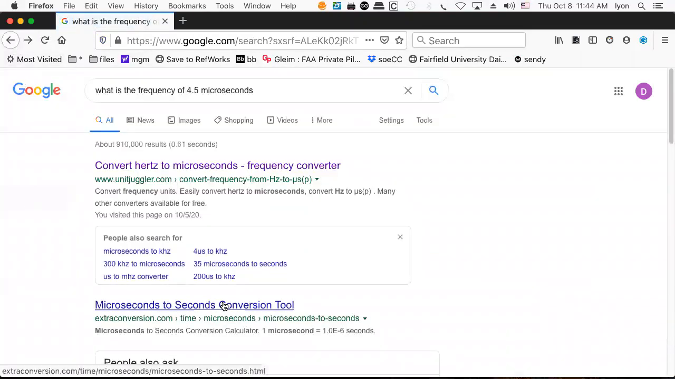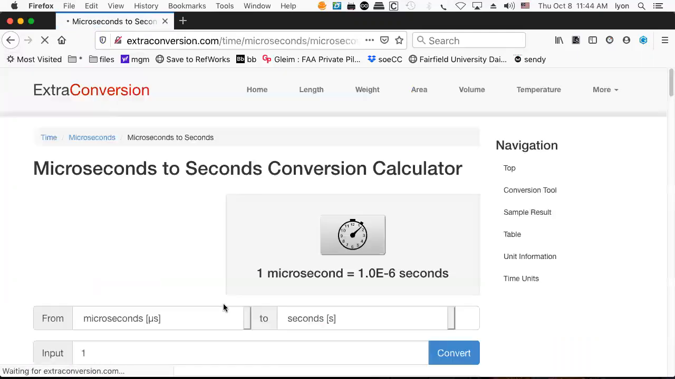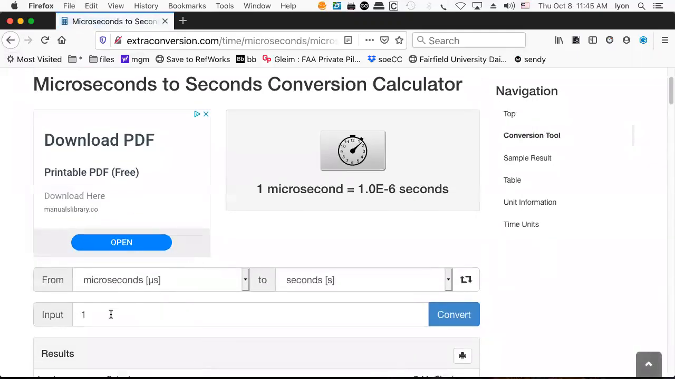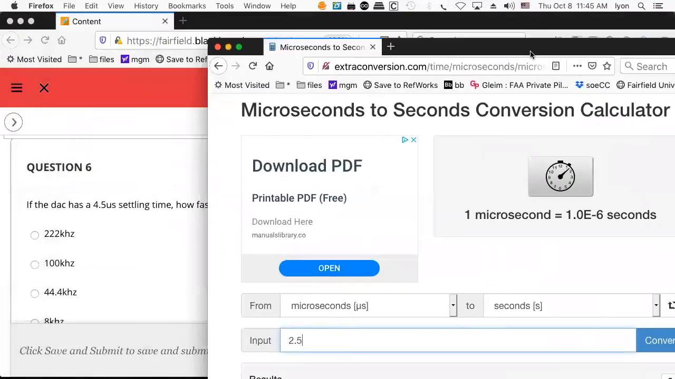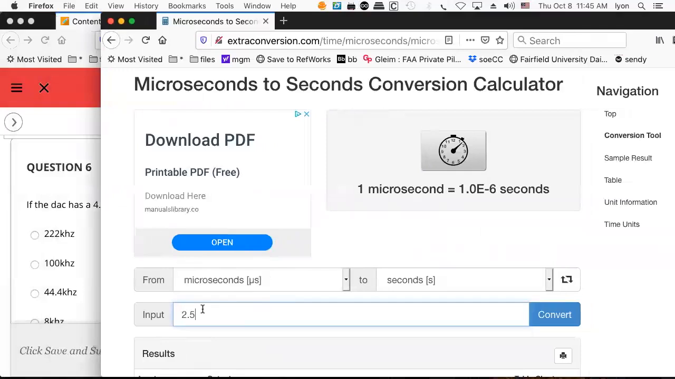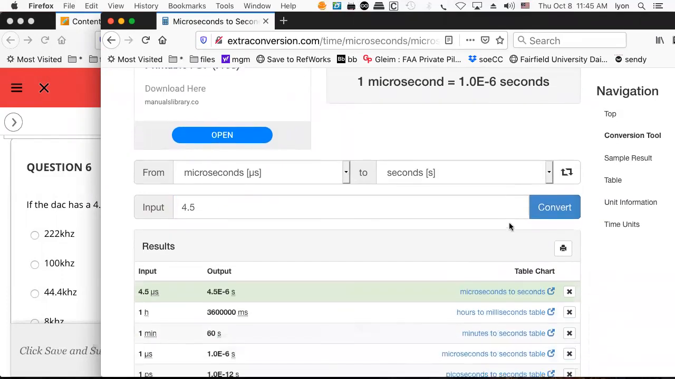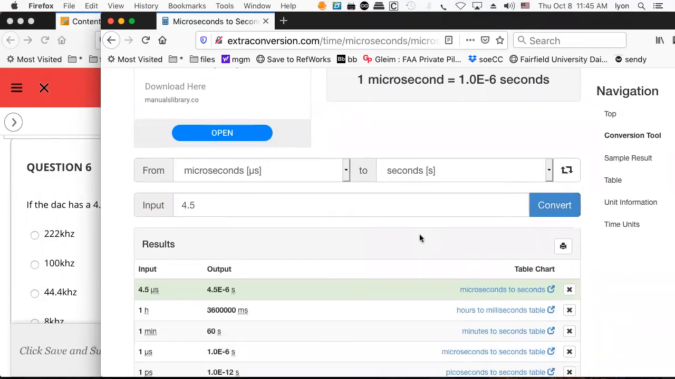Microseconds to seconds, is that how that works? So 2.5, can it take fractions? 2.5 microseconds, is that what we were at, or 25? I forget. 4.5. Convert. So that's, yeah, that makes sense. I don't need a calculator for that. 4.5 times 10 to the minus 6.